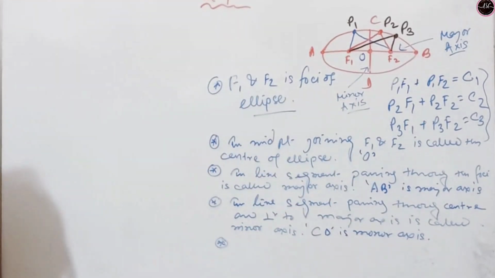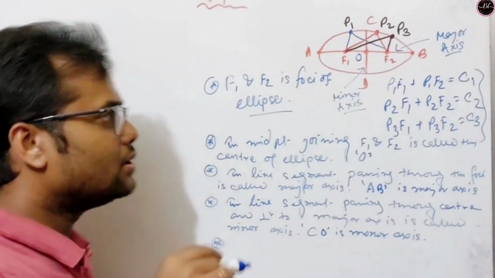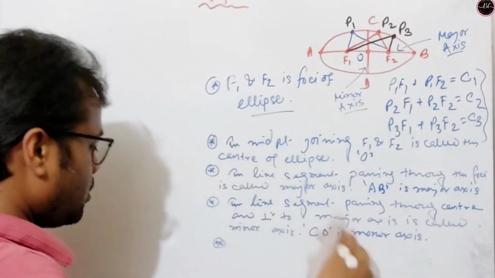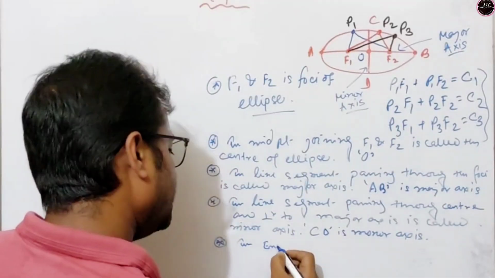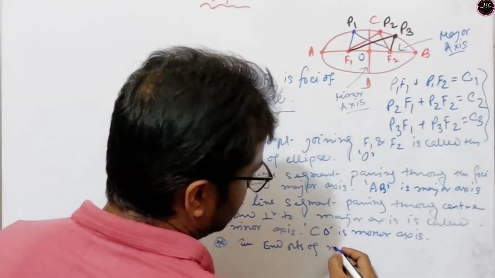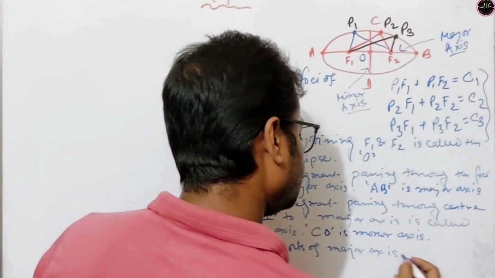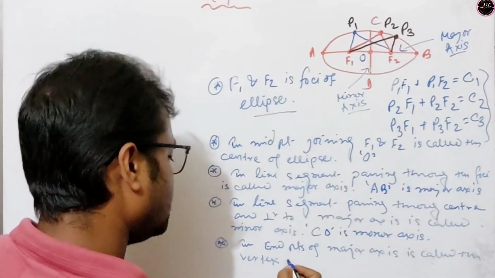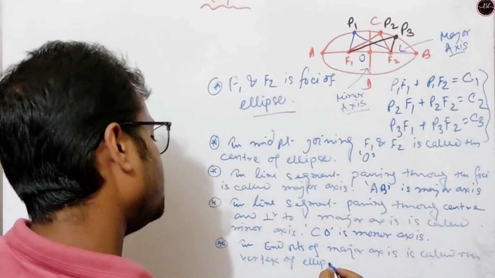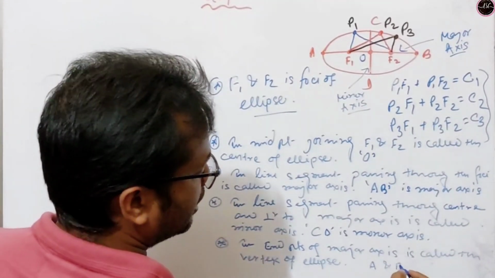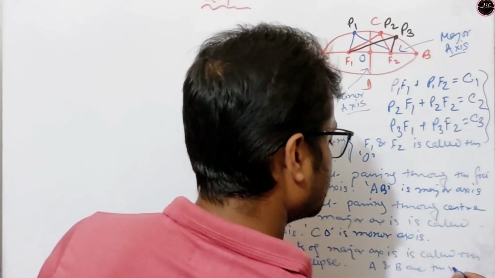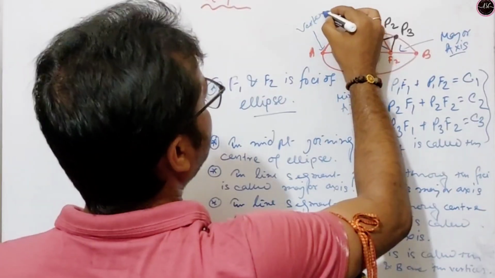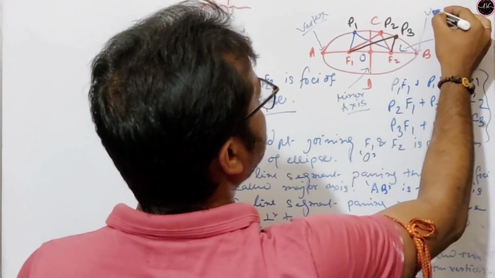Now the end points of the major axis, that means A and B, are called the vertices of the ellipse. The end points of the major axis are called the vertices of the ellipse. So here A and B are the vertices. A is a vertex and B is also a vertex, clear.